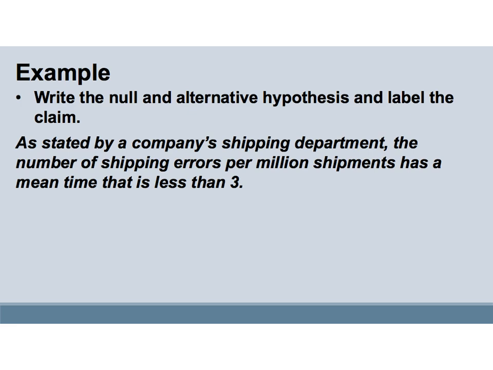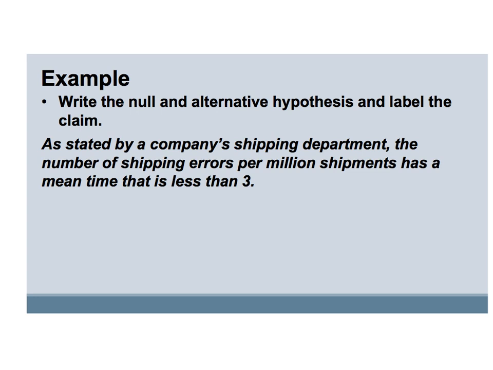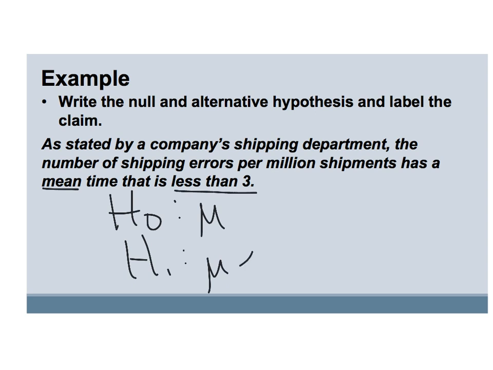So hit pause a minute and try this one on your own. Hit go when you're ready to see it. Alright, so null, alternative, mean. So I know that I've got the mean, less than 3, less than goes with the alternative. Opposite is greater than equal to.